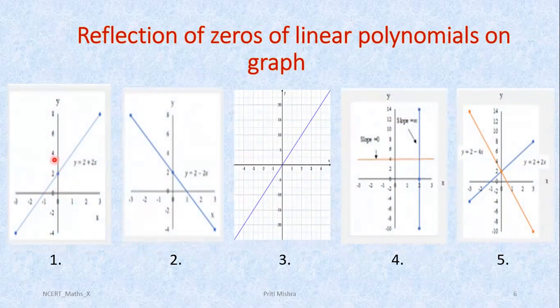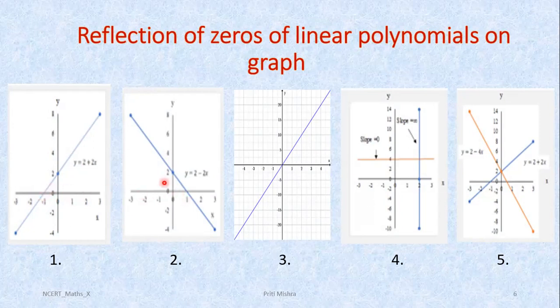In the first picture, you can see one straight line, an upward straight line. Look at this picture carefully, you will find that this line is intersecting the x-axis at a single point. This one is the point (-1, 0). I have explained the geometrical meaning of zeros. What was the geometrical meaning of zero? The x coordinate of the point where the graph of the linear polynomial is intersecting the x-axis. So this point is the zero of this particular polynomial, correct?